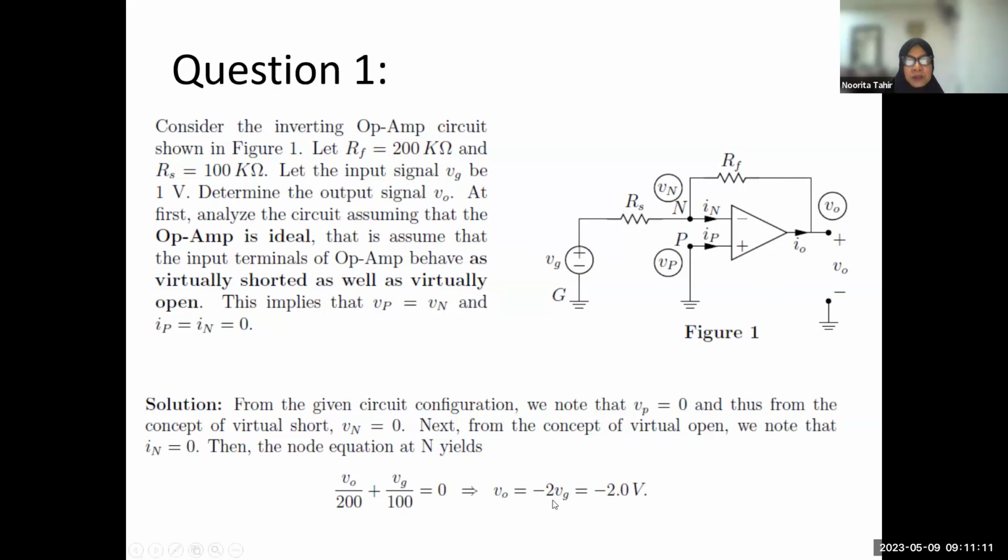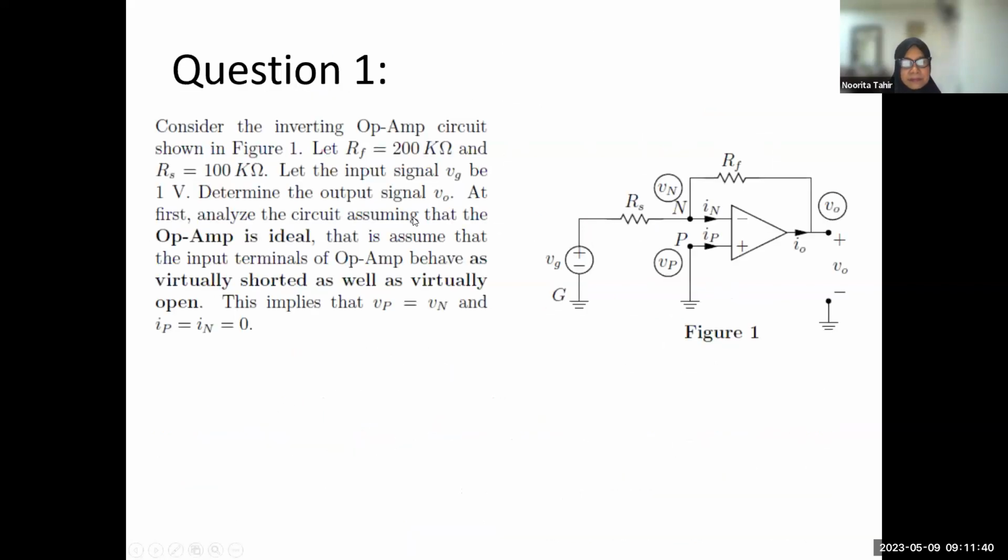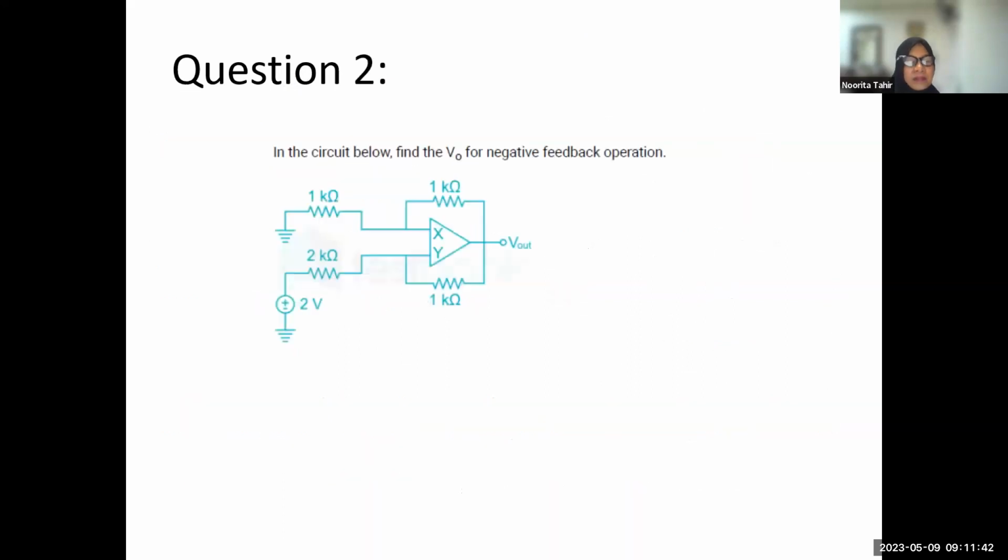You can also straight away use RF over RS. V out is minus RF over RS times VG, because they allow us to assume virtual ground. We know it is an inverting input, and the formula for the inverting configuration is minus RF over RS. Good. Second question.